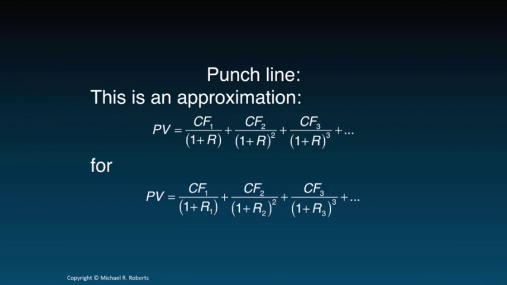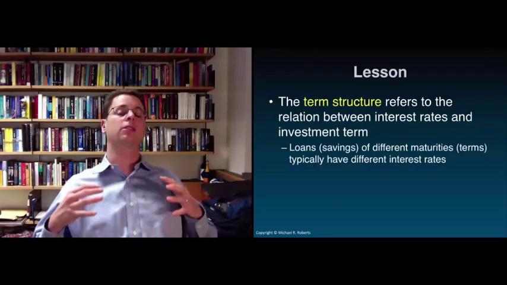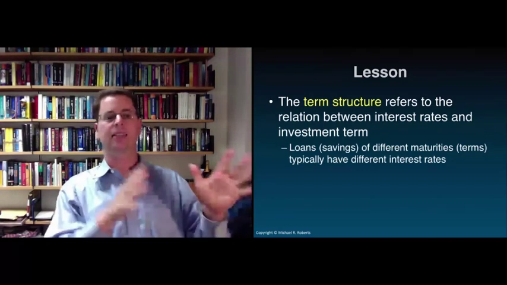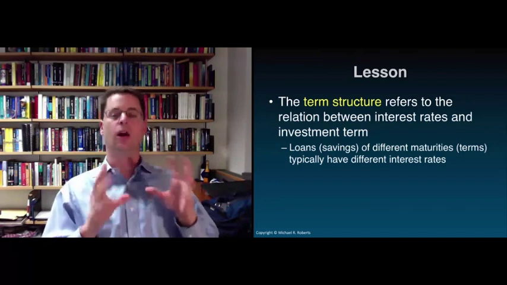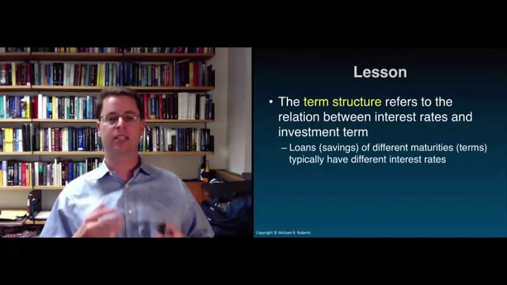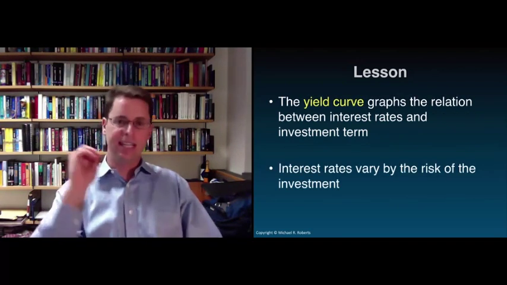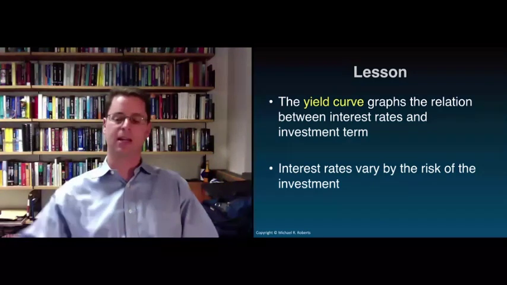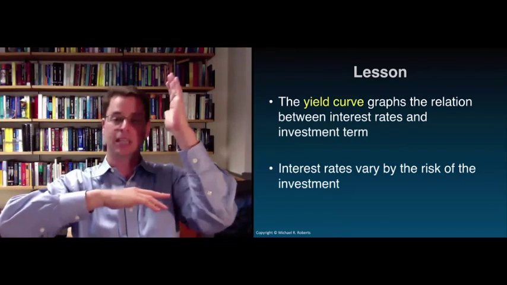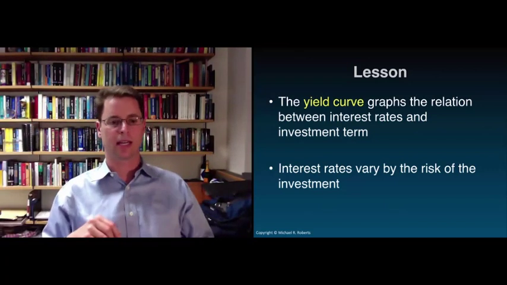Okay. So let's wrap up here. What did we talk about today? We talked about the term structure of interest rates, which captures the relation between interest rates and the investment term. Right? Loans or savings of different maturities, different terms, will often have different interest rates, and that relation is captured by the term structure. The yield curve simply graphs the term structure, right? It plots on the horizontal axis the maturity, on the vertical axis the yield or the interest rate, and that shows us the relationship between investment term and interest rate.